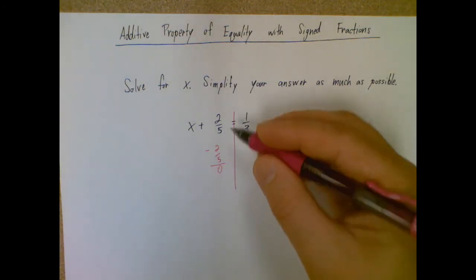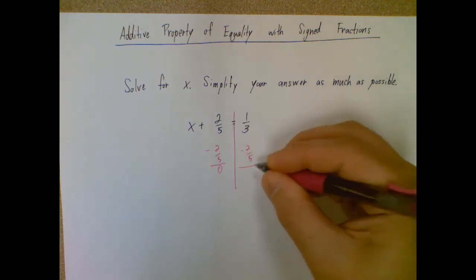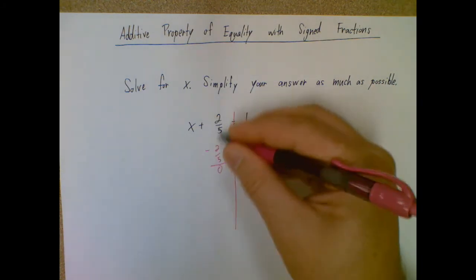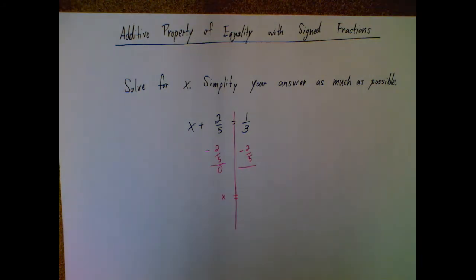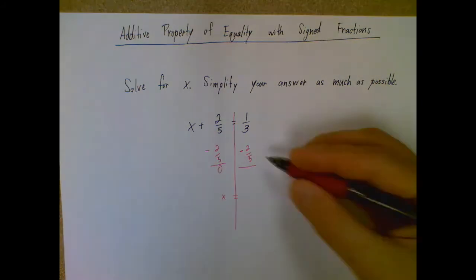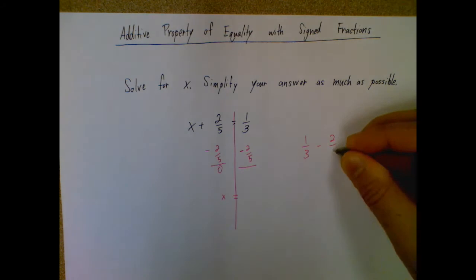But if I do that to the left side, I also need to subtract 2/5 from the right side, which will be a little bit trickier. So this is now 0, so that's gone. I just have an x left on my left side. Then on this side, I have 1/3 minus 2/5. So I'm going to come off to the side here and work that out.